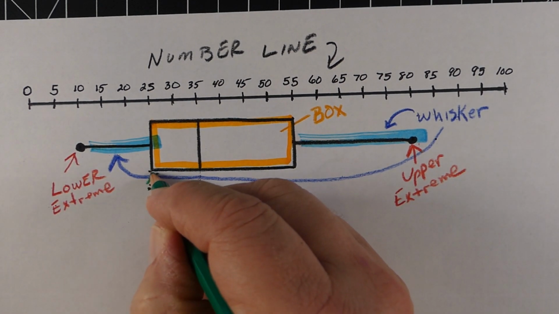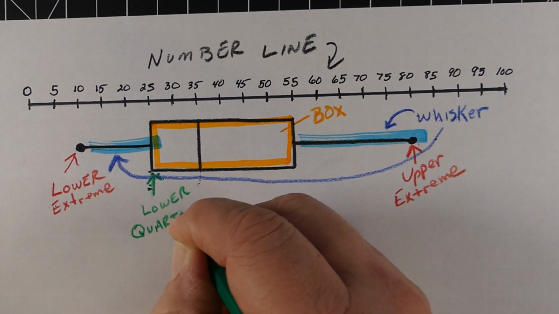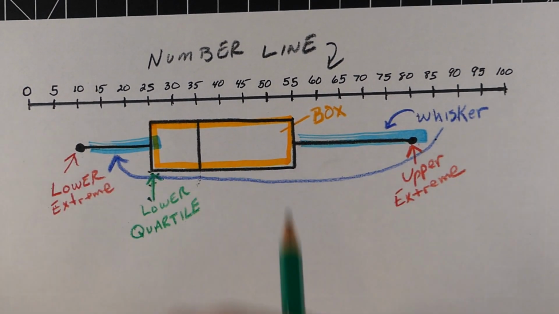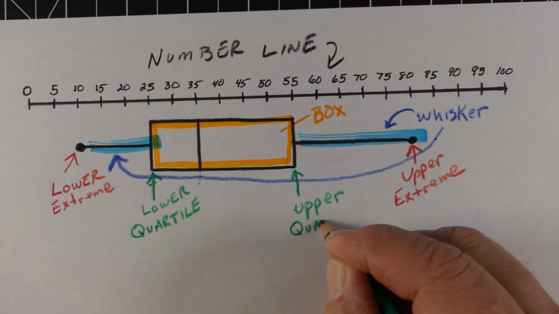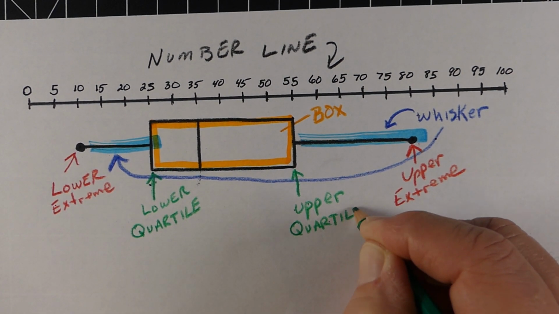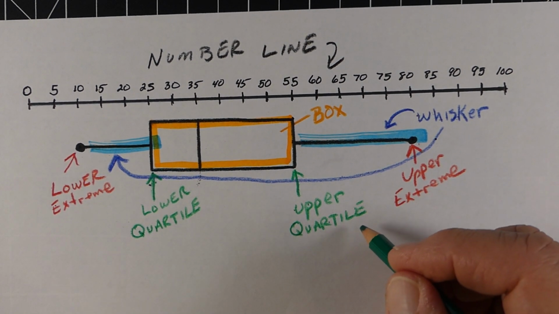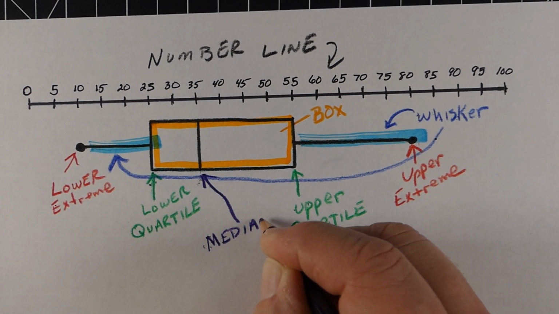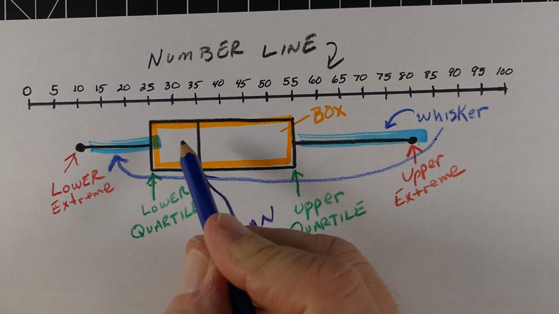To the left side of the box, we have what we call the lower quartile, which is the median of the smallest numbers. And on the right side of the box is the upper quartile, or the median of the largest numbers in the set of numbers. The line inside the box represents the actual median of all the numbers.